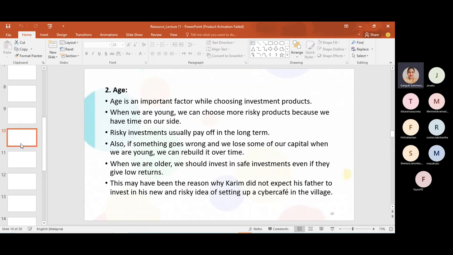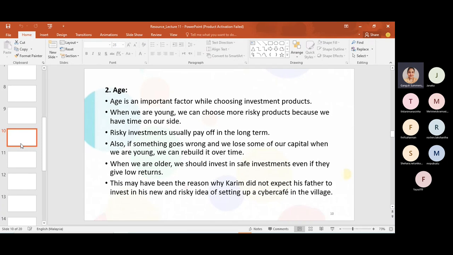And age. Okay, so age is another personal factor that affects funding allocation. Okay, so let's see how age affects funding allocation. Age is a very important factor when you choose investment projects or investment products. Okay, so investment products means investment projects. Age is very, very important when you choose investment projects.